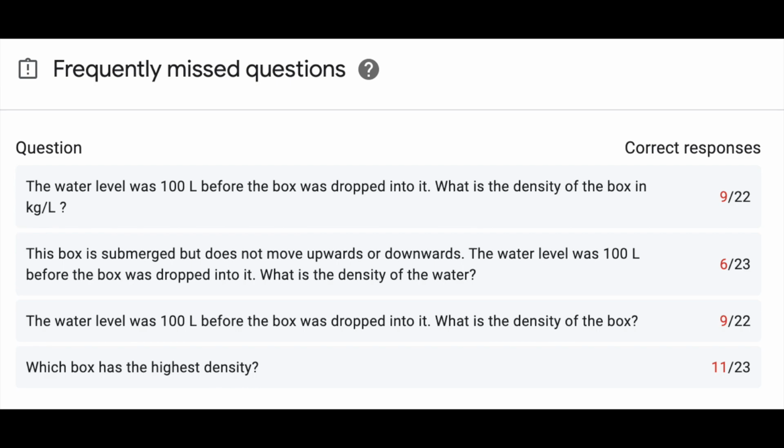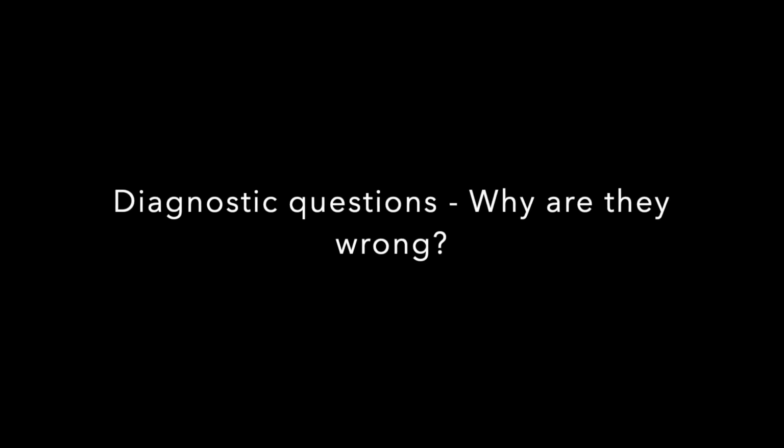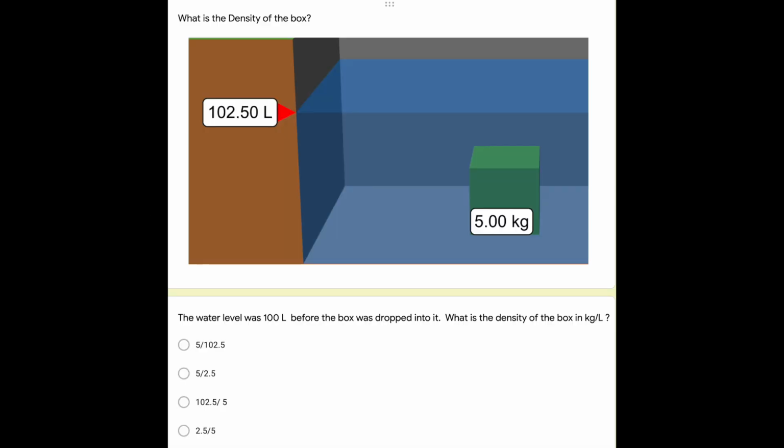What I love about Google Forms is it gives me a breakdown of the difficulties. So which questions did most of them get wrong? You can see 6 out of 23 got the boxes submerged question. Diagnostic questions tell me not just that they're wrong, but also why they are wrong.